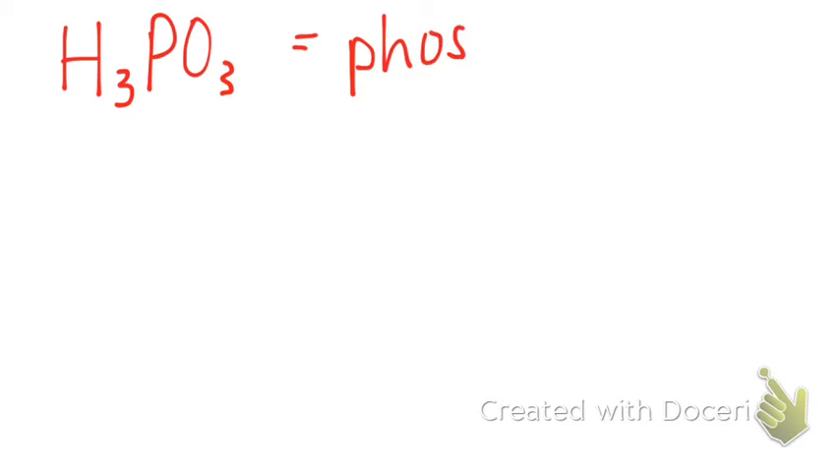Give me the name for this: H3PO3. Okay, so what's my first step in going from compound to written name here? What do I have to figure out? What polyatomic ion did it come from? Phosphite. And so the name of my acid would be? Phosphorus. Good.